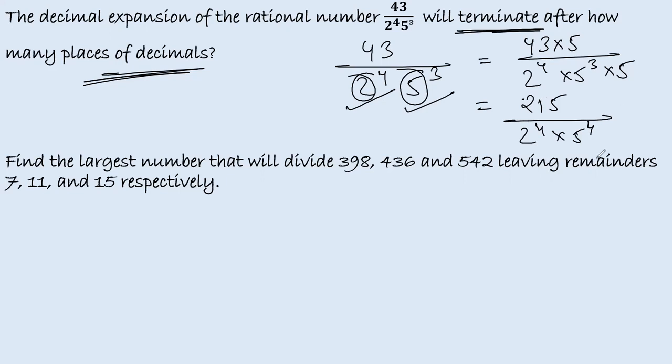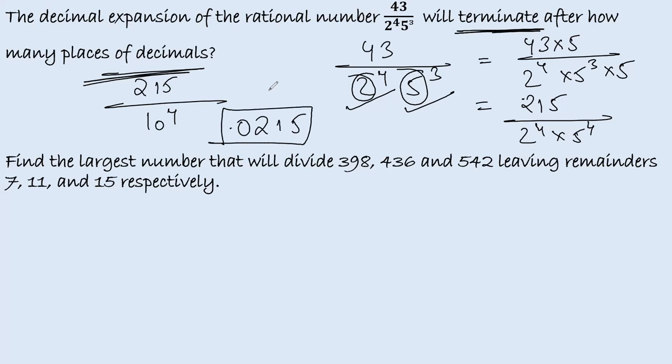Now, when the power is the same, we get 215 upon 10 power 4, because 2 multiplied by 5 is 10 and both the powers are the same. We will only multiply the bases whenever we have the same power. So it's 10 power 4. Now we get to know that this number will terminate only after 4 decimal places. This will be the answer. I think it's very clear. You have to make the powers of 2 and 5 the same, then only will you know after how many decimal places this number will terminate.